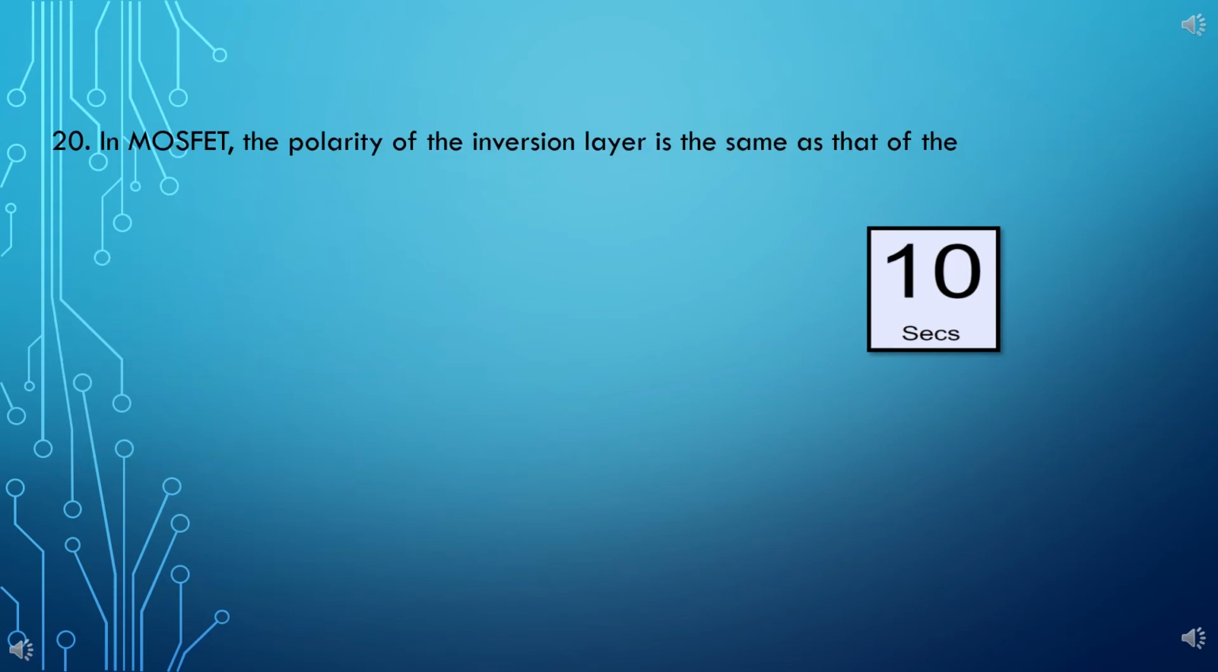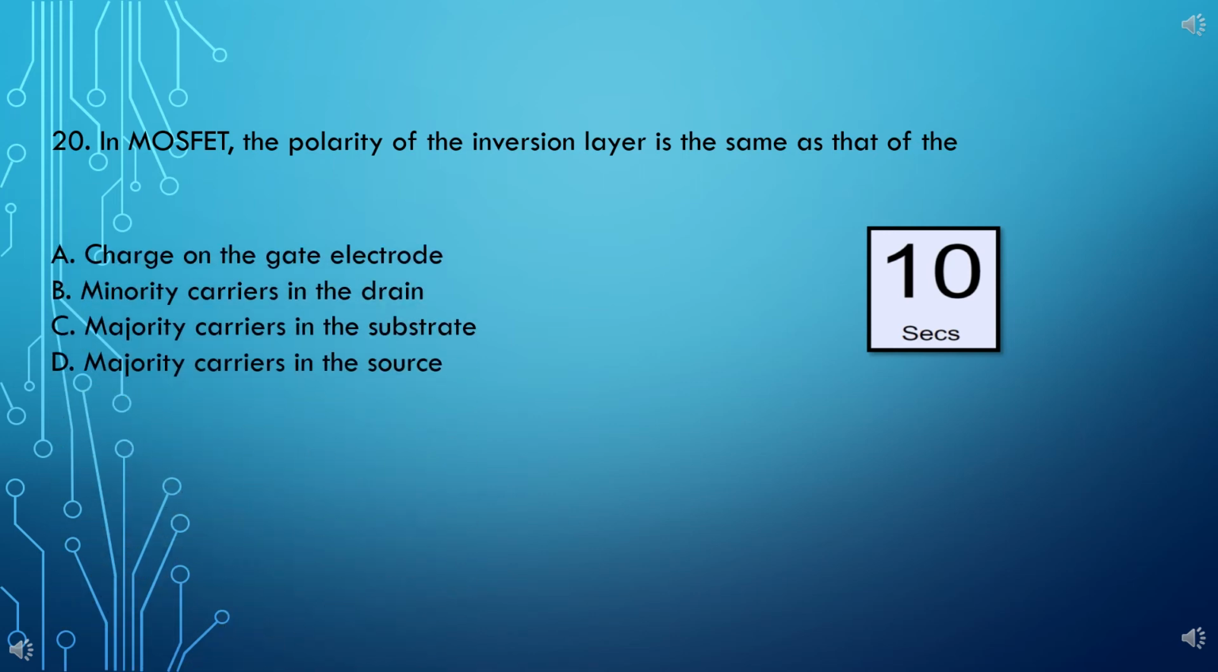In a MOSFET, the polarity of the inversion layer is the same as that of the: Option A. Charge on the gate electrode. B. Minority carriers in the drain. C. Majority carriers in the substrate. D. Majority carriers in the source. Answer: majority carriers in the source.